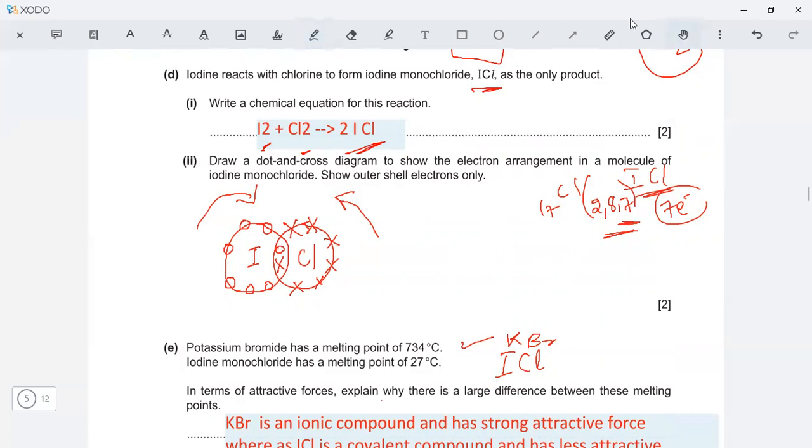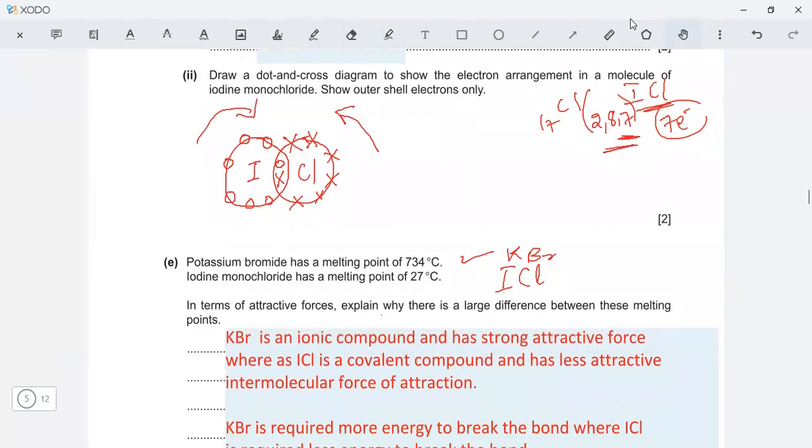If the number of atoms present at the reactant side and the product side is equal, then that is a balanced chemical equation. If it is not balanced, you have to multiply the number in front of the element so that it is going to be balanced. Okay. Next one, part 2. Draw a dot and cross diagram to show the electron arrangement in the molecules of iodine monochloride.